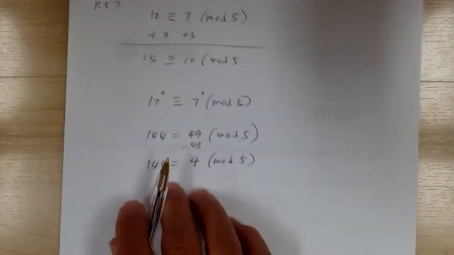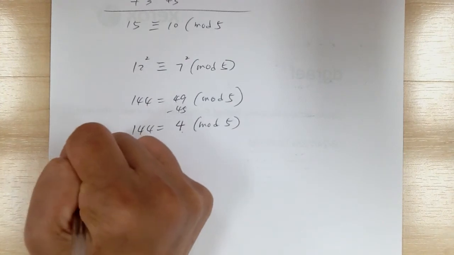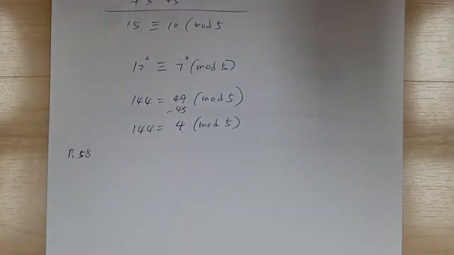Now on page 58, it gives you a warning. Division is much more complicated, so you have to be very careful. Just remember, division does not generally work in modular arithmetic.